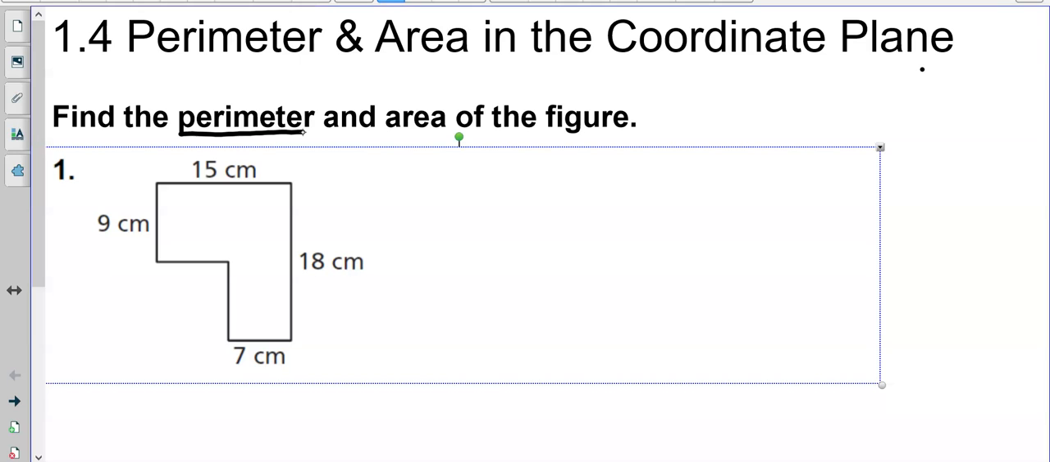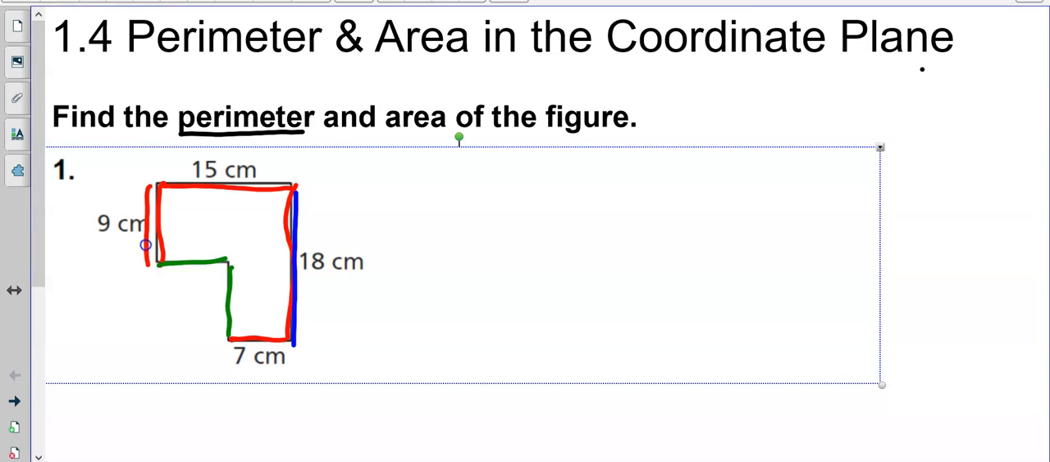Now, if you look at this shape, it has one side that's 15, one side that's 18, one side that's 7, one piece that's 9, and then we're missing these two pieces right here. Before we can find the perimeter, we have to figure out those sides. This just requires some deducing. If you notice, again, this piece is 18. And this piece is 9.